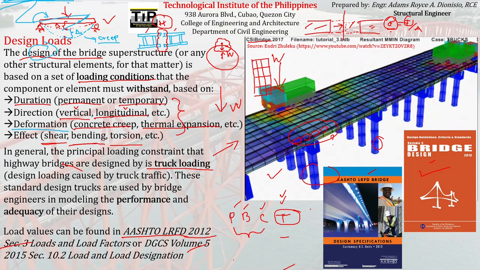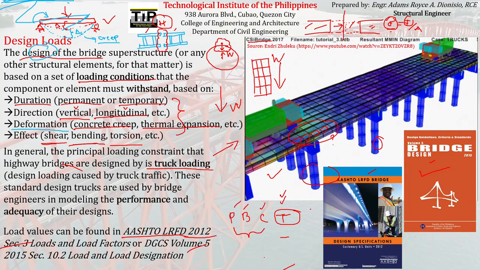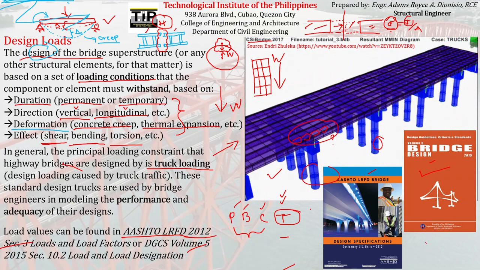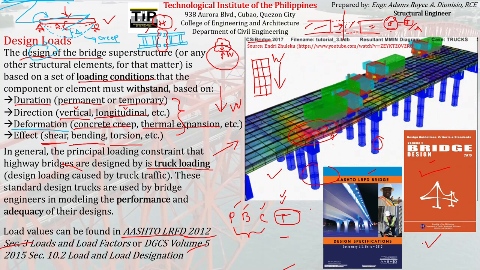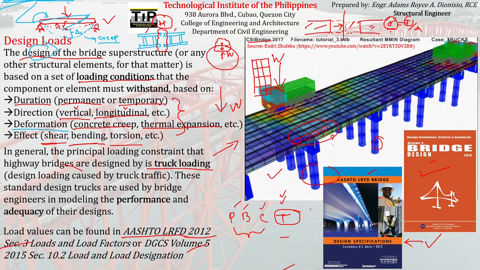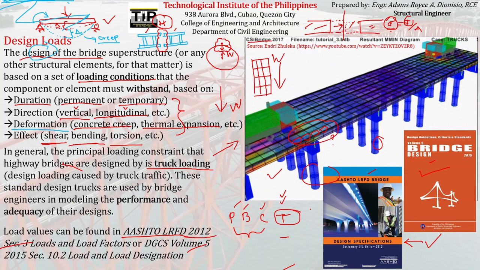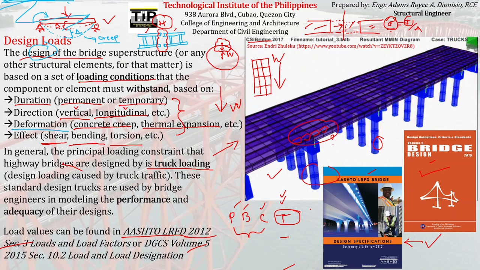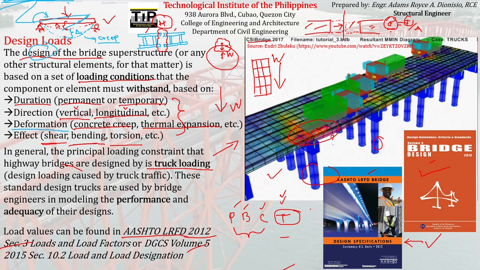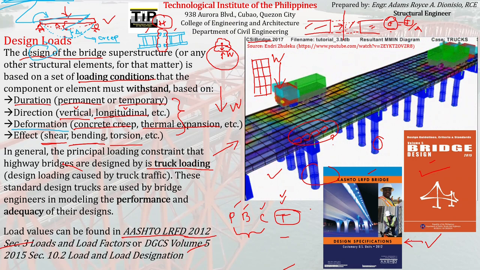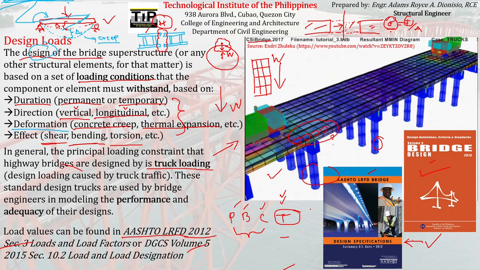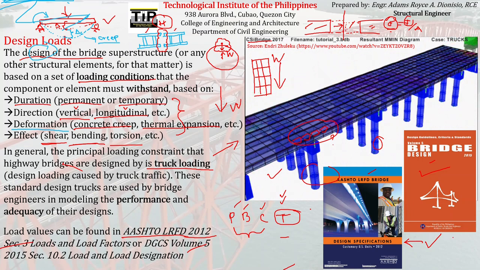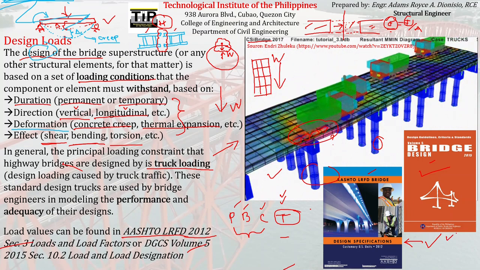Okay. So, kung titignan nyo naman yan, guys, as you can see later, yung mga provisions that are written from DGCS are actually similar to AASHTO. Okay? Simply because DGCS adapted the provisions of AASHTO. Okay? If you already attended some bridge seminars, I think you are familiar with Sir Albert Cañete. He is one of the people na nagawa nitong DGCS Volume 5 bridge design.